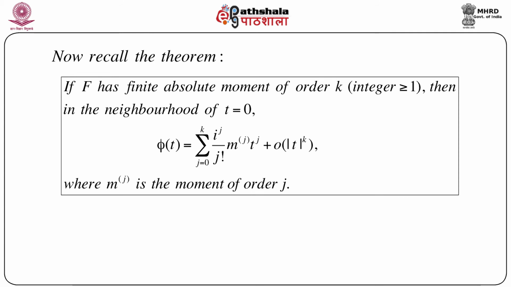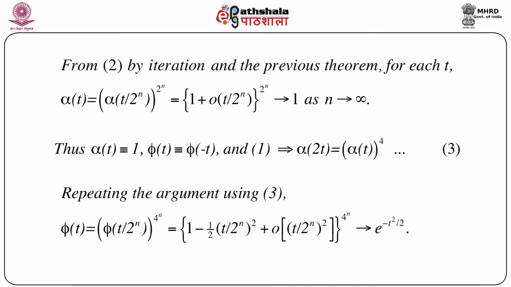Now recall the theorem that if a capital F has absolute moment of order k, of course k is an integer greater than or equal to 1, then in the neighborhood of t equals 0, phi t can be written as summation j equals 0 to k, i to the power j by j factorial, m upper bracket j, t to the power j, plus some terms which can be neglected, where m upper bracket j is the moment of order j. So now we will use this theorem here.